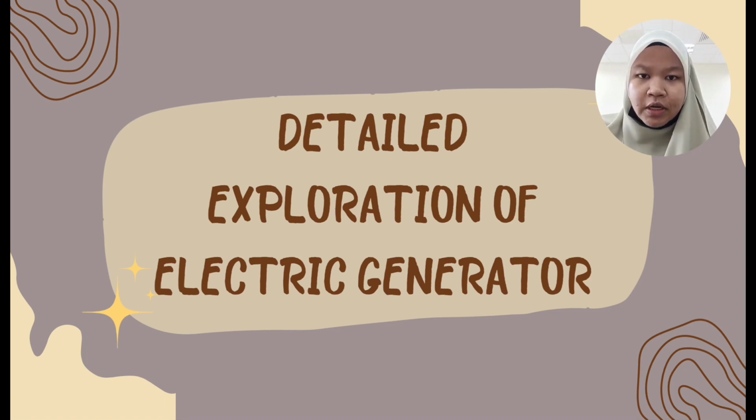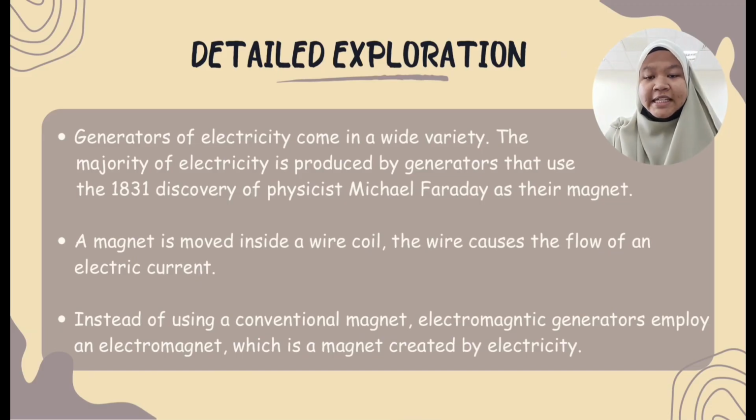Okay, we will proceed to the next one. The next one is detailed exploration. Generators of electricity come in a wide variety. The majority of electricity is produced by generators that use the 1831 discovery of physicist Michael Faraday. A magnet is moved inside a wire coil. The wire causes the flow of an electric current. Instead of using a conventional magnet, the electromagnetic generators employ an electromagnet, which is a magnet created by electricity.